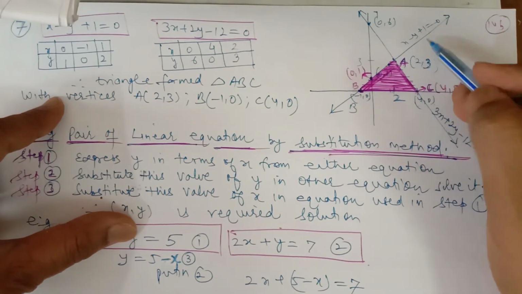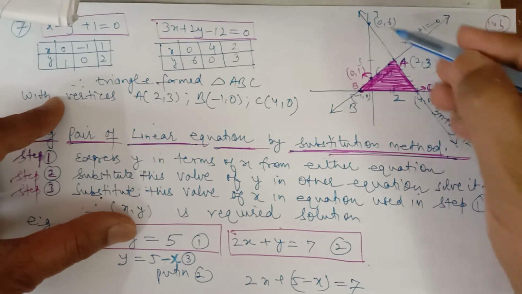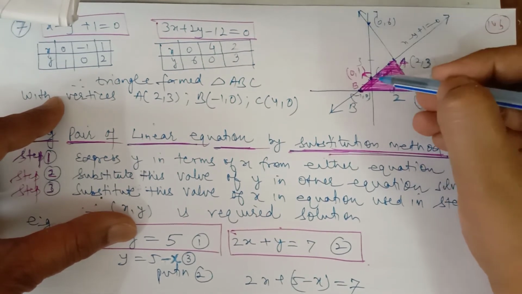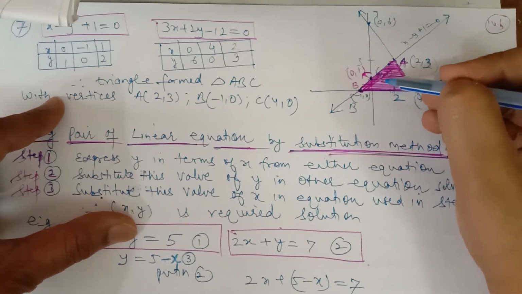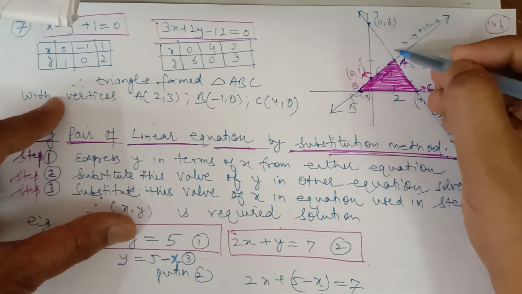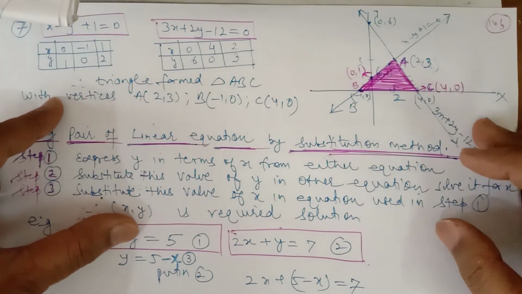Now if it is asked to shade the triangle formed by these two lines and the y-axis, then the triangle will be this, and the vertices will be 2, 3, 0, 6 and 0, 1. That is if it is asked to mark the triangle made by these two lines on the y-axis.